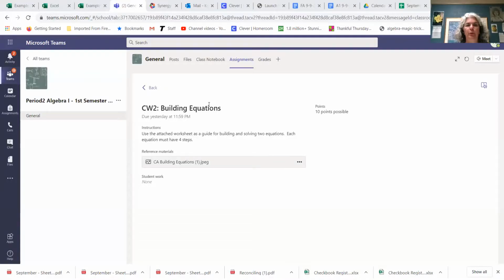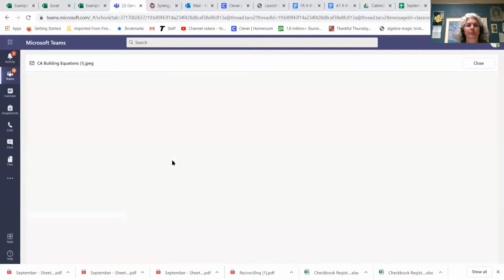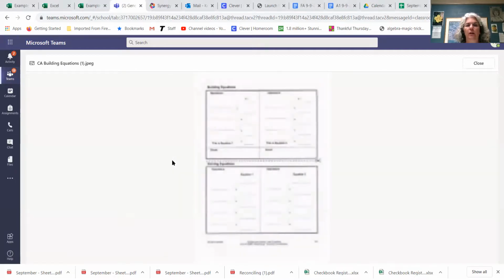All right, so in Teams, Classwork 2, Building Equations, you're going to use this attached worksheet as a guide to build and solve two equations. So let's take a look at this worksheet. Okay, so this is asking you to start with a variable, in this case x, and over here, in this case y. And in this box, you're going to build an equation. You're going to end up with equation 1. And in this box over here, you're going to build another equation, and you'll have equation 2.